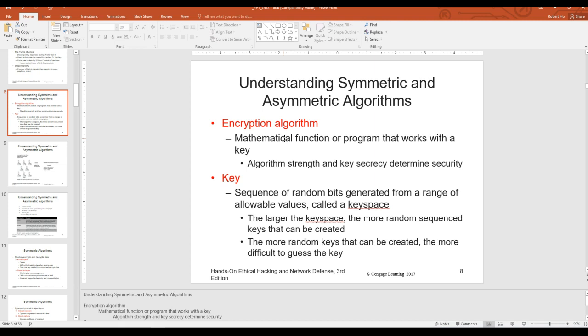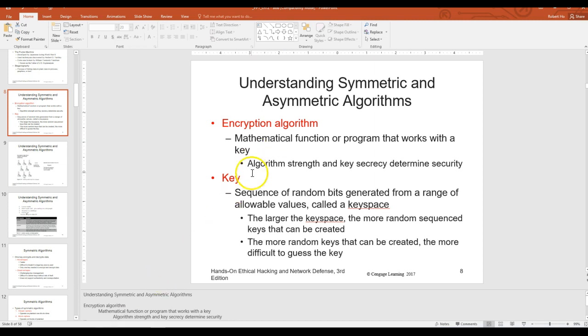An encryption algorithm is a mathematical function or program that works with a key. Algorithm strength and key secrecy determine the strength of security. There is another term that students need to know, which is key. It's a sequence of random bits generated from a range of allowable values called the key space. The larger the key space, the more random keys can be created. The more random keys that can be created, the more difficult it is to guess the key.